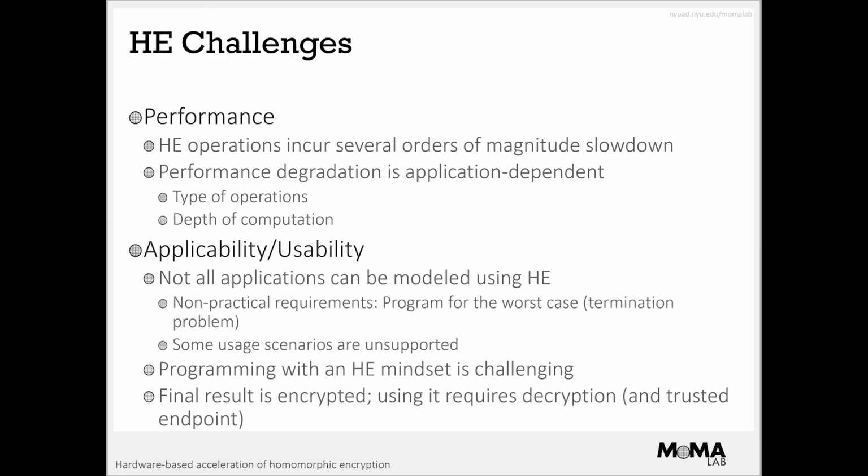a challenging endeavor currently. Also, the final result is encrypted. So only the private key holder can decrypt, and this could create problems in the interaction between parties. So these are the major challenges of homomorphic encryption.